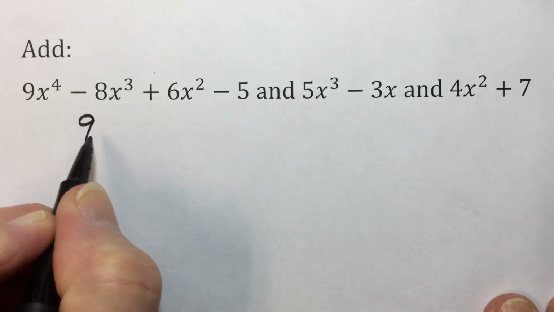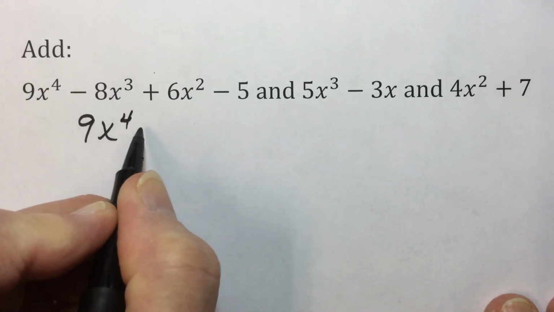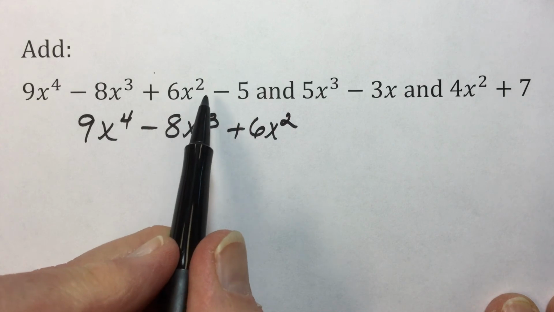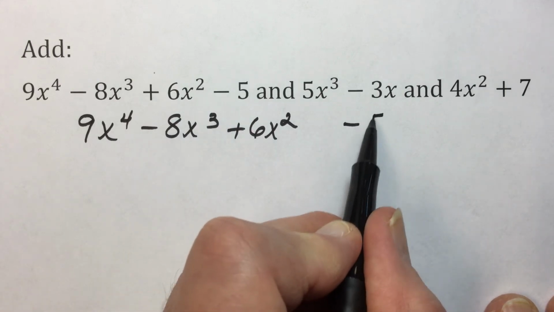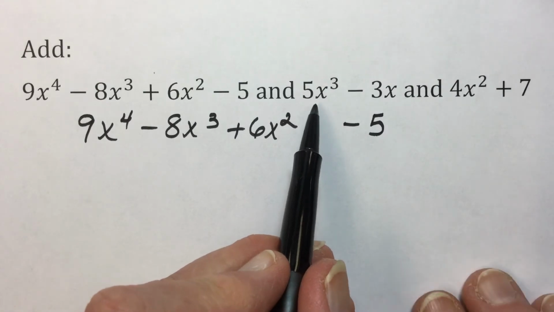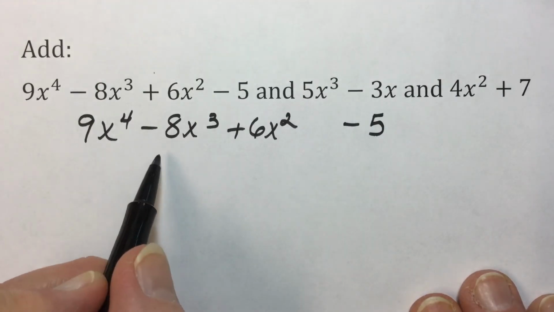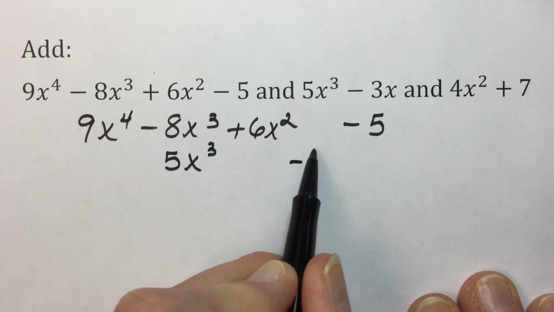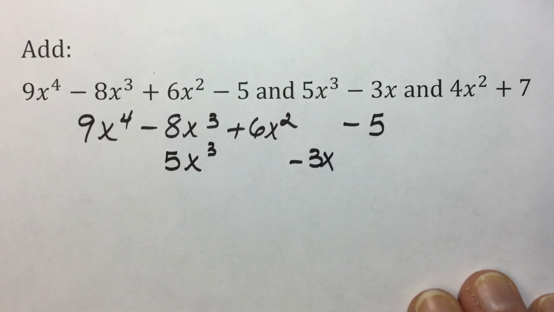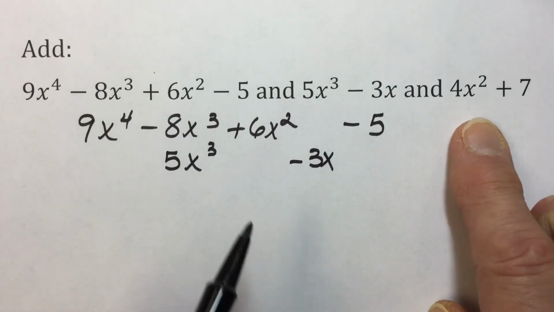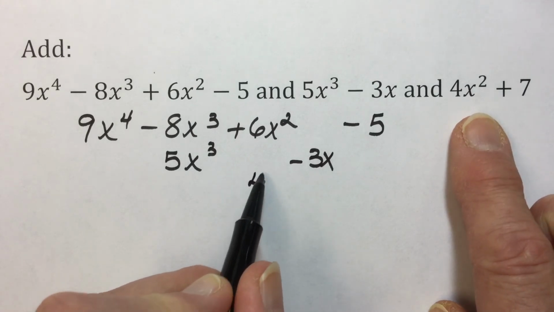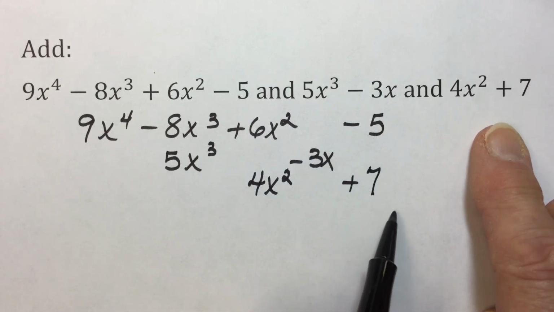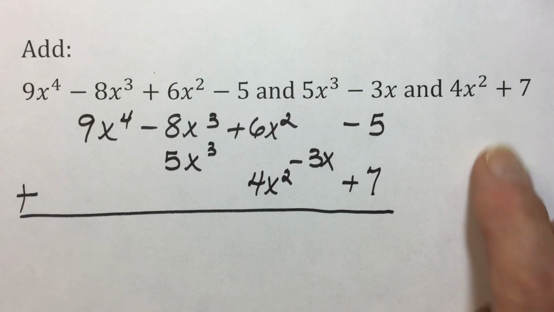So we'll write that first polynomial, 9x to the fourth minus 8x to the third plus 6x squared. If you notice, I don't have an x term, so I'm going to leave a space and slide that constant term over. The next polynomial has a 5x to the third. I'll place that underneath the similar term, and it has a minus 3x. That's the space that it provided. The last polynomial has a squared term, x to the second power, so I'll put that lined up with the x squared, and then it has a constant term. And the instructions are to add these together.